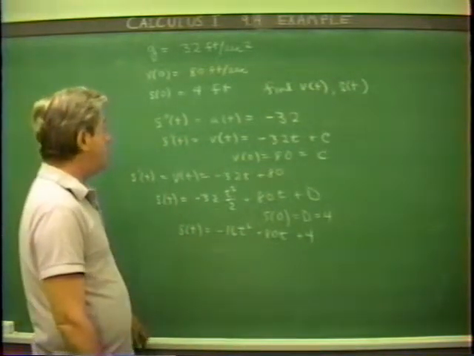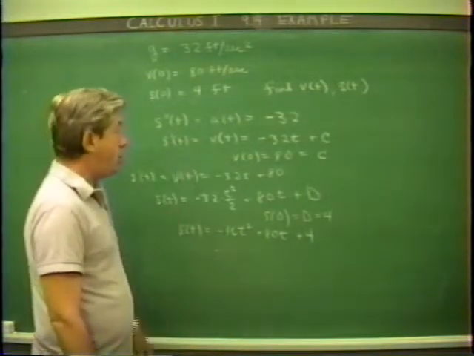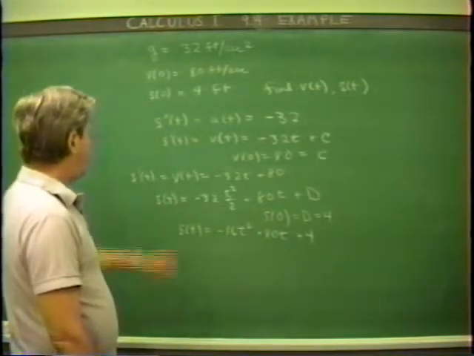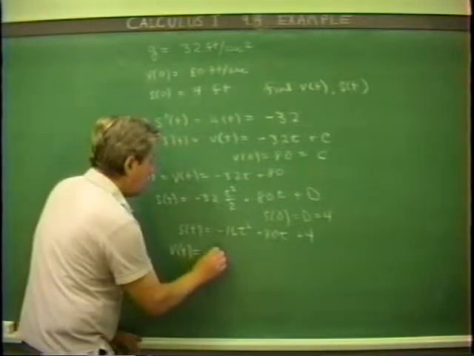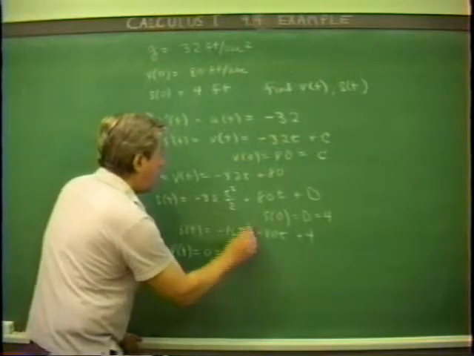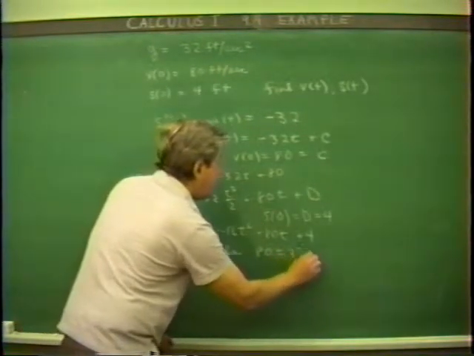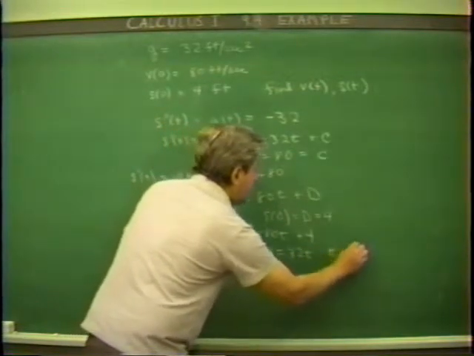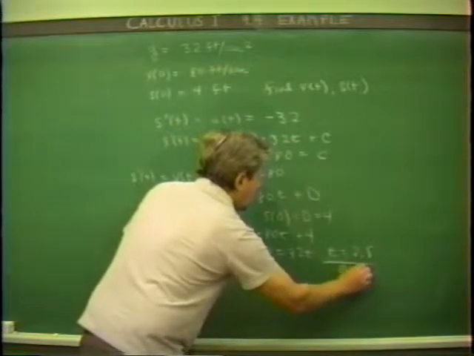Now, it's going to reach its peak when the velocity is maximal. I'm sorry, when the position is maximal. That's to say when the velocity is 0. The velocity here is equal to 0 when 80 is equal to 32t, or when t is equal to 2.5. So this is the peak.